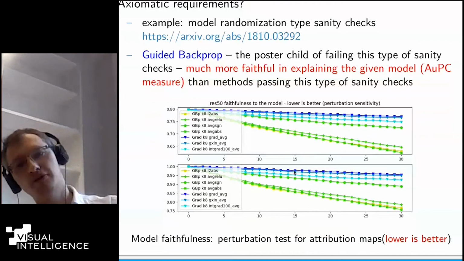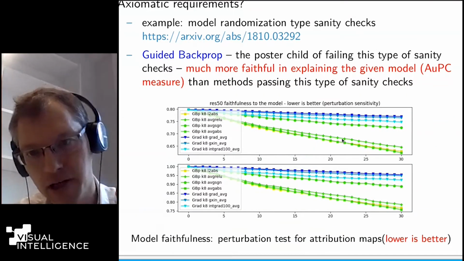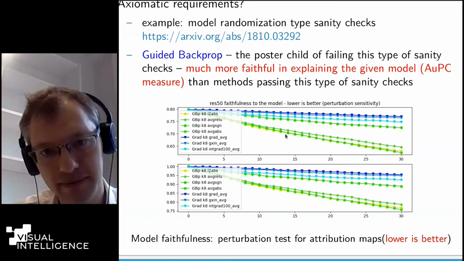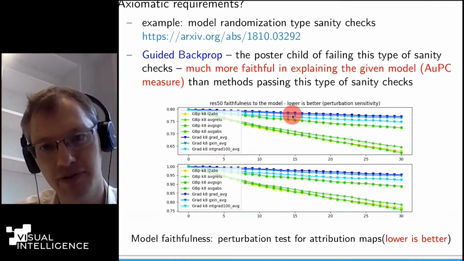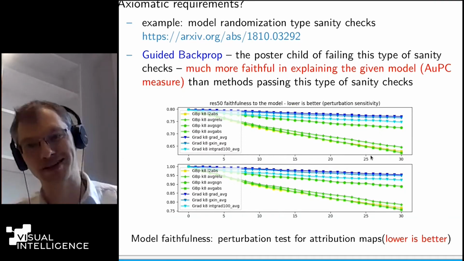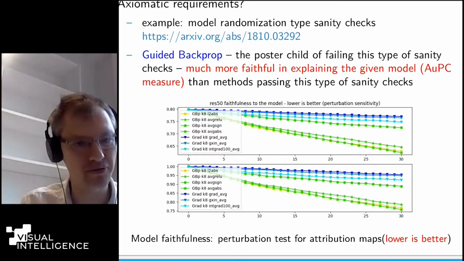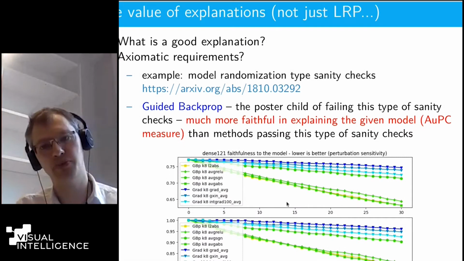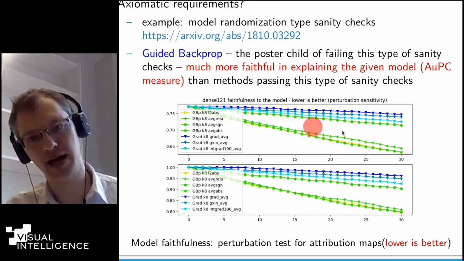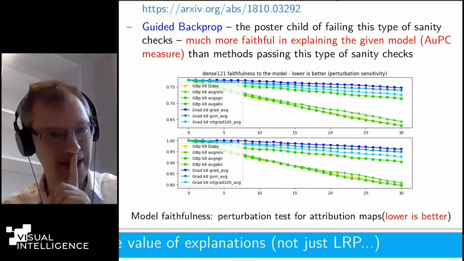Now let's look at model faithfulness. If I use guided backprop without the sign, it's much more sensitive than all the methods that pass the sanity checks. And the same thing in principle happens also for a DenseNet 121. I use it with a sign. It's much more faithful in explaining the given model.